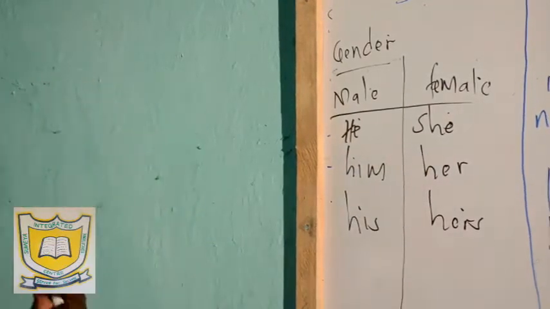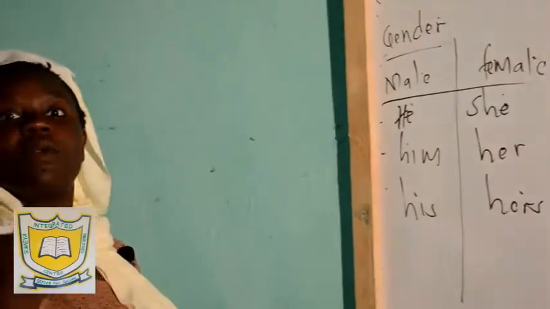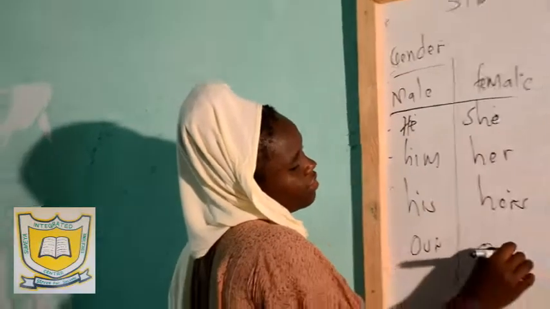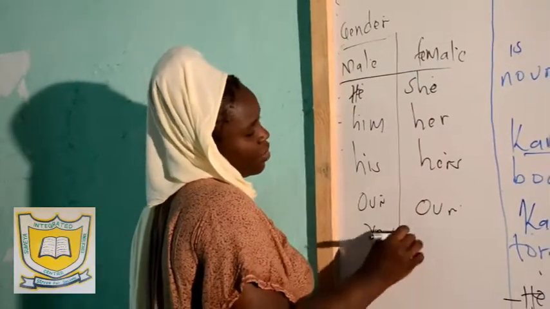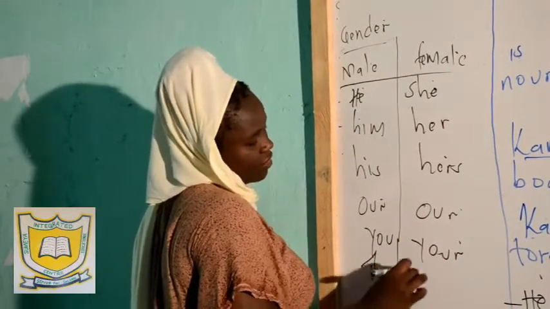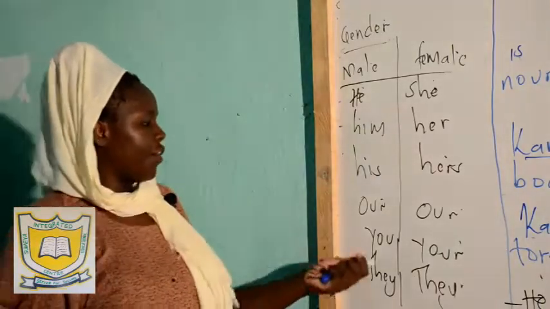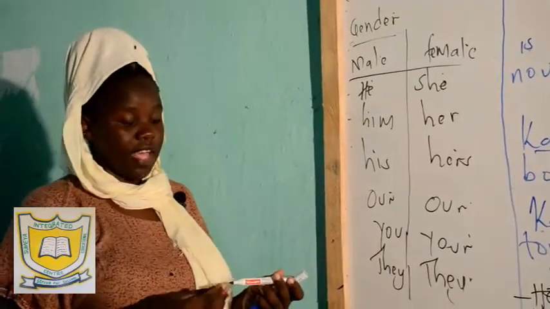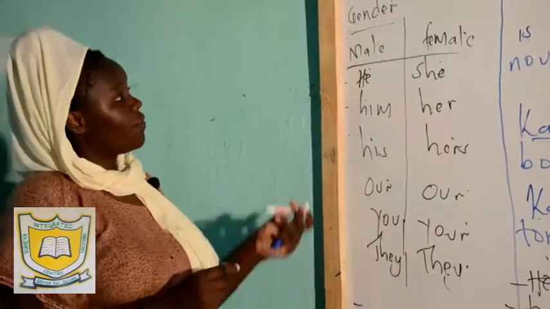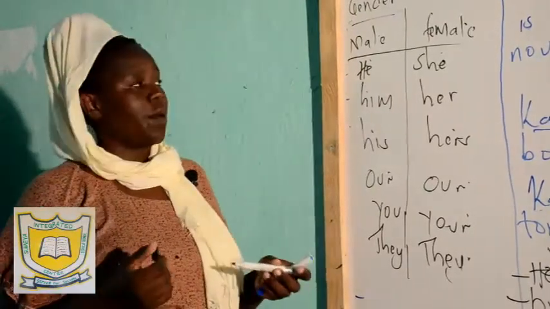But some pronouns are unanimous. They can be used with male and they can be used with female. We can have our, you, and they. Because our, you, and they are used unanimously, they are not gender sensitive. They can be used with female and they can be used with male.